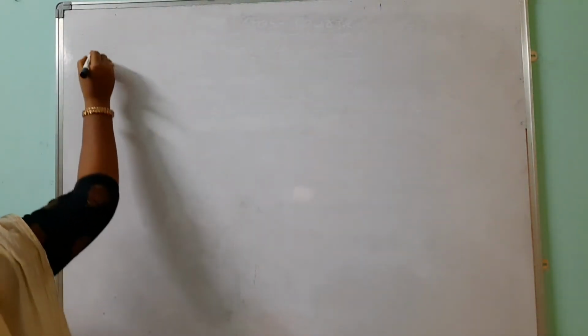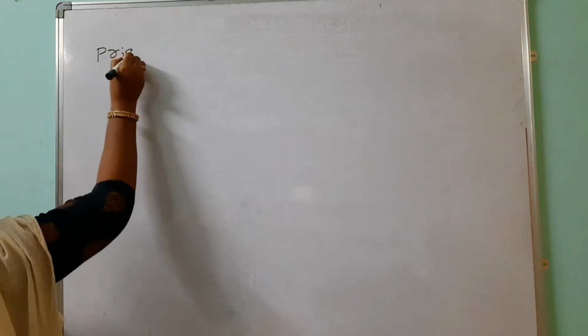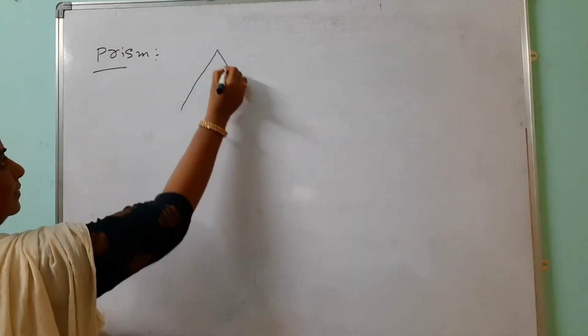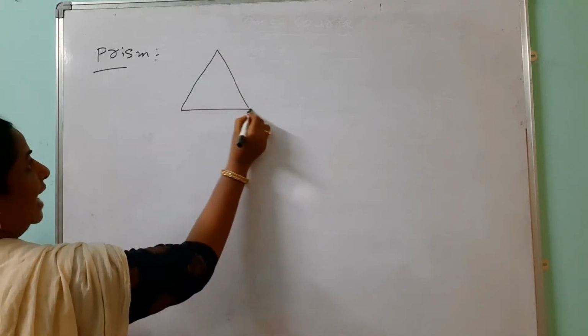Anyway, this is part 3 from Ray Optics. Here the first thing is the refractive index of the material of the prism. What is the prism? It has two refracting surfaces. See, the prism, you have this one in the lab also. This is the prism. It has two refracting surfaces.